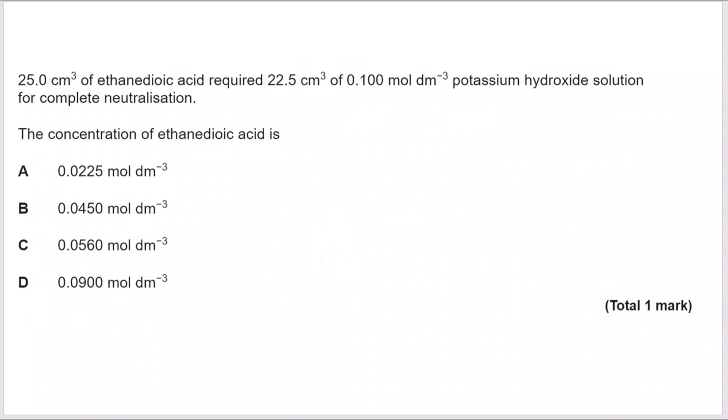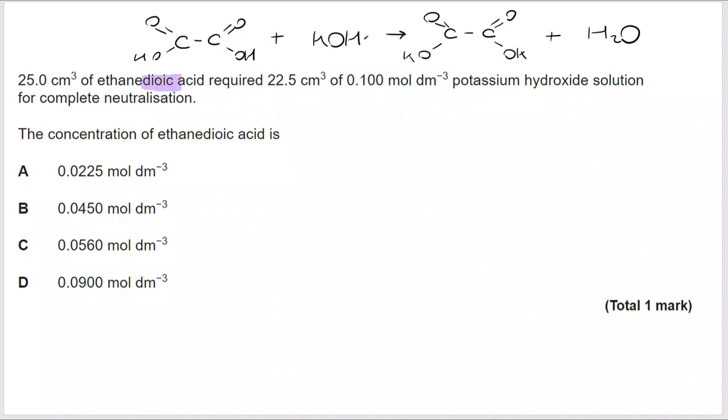Next question. It's essentially a titration calculation, and we've got to be aware that ethanedioic acid has 2 COOH groups, which comes up more in Year 13. But if we take a look, this is the equation that we're dealing with: my ethanedioic acid reacting with KOH to make our salt and our water. But I need to balance it. I need 2 KOHs and 2 H2Os.